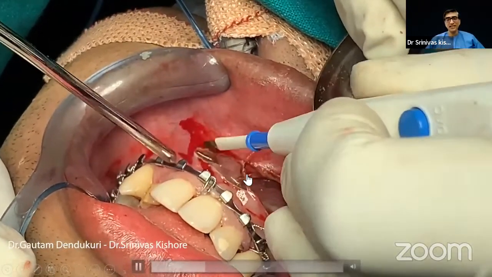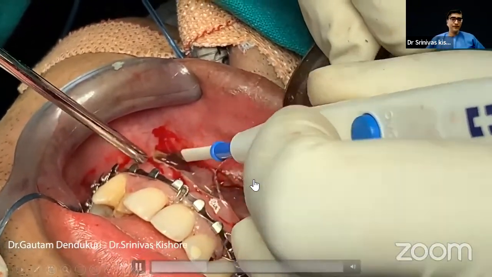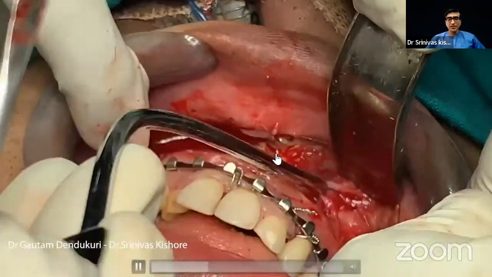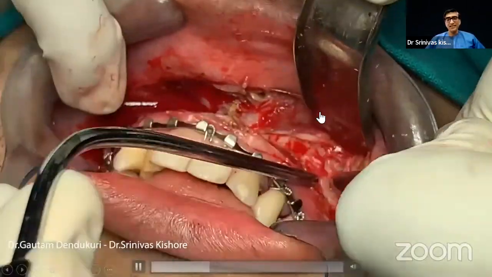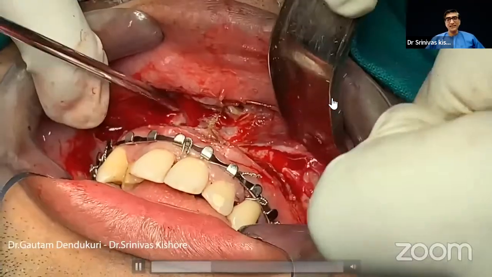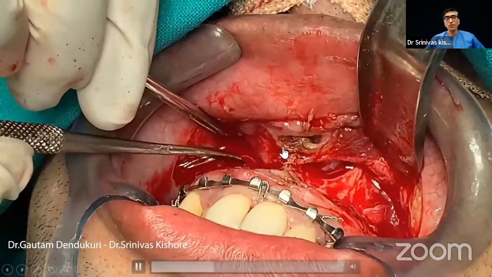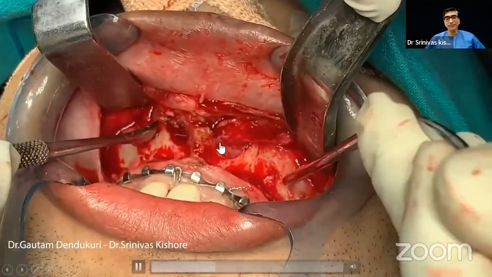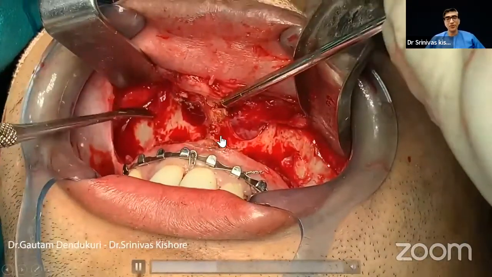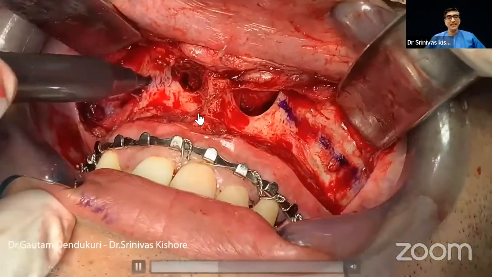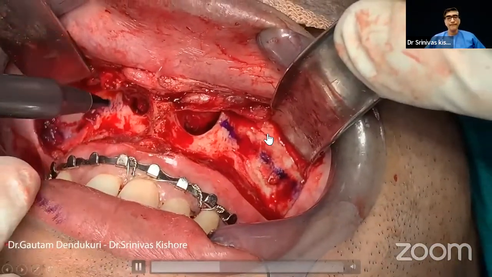Then you expose the piriform aperture, and you take a periosteal elevator and elevate it. And then you can see that. You can also do any kind of septal procedure or a septoplasty if you want to do it in the same sitting. Now this is the marking.